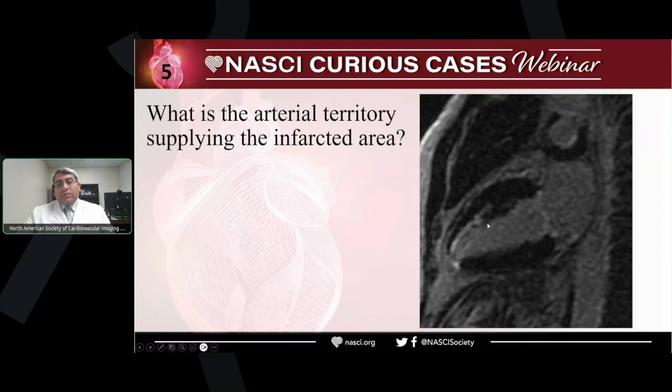So you will see here subendocardial infarction or enhancement, late gadolinium enhancement along the anterior wall, starting from the mid left ventricle to the apical left ventricle, and even wrapping around a little bit the apex, and this goes along the course of the LAD.